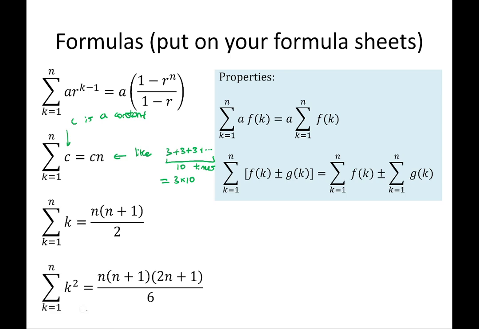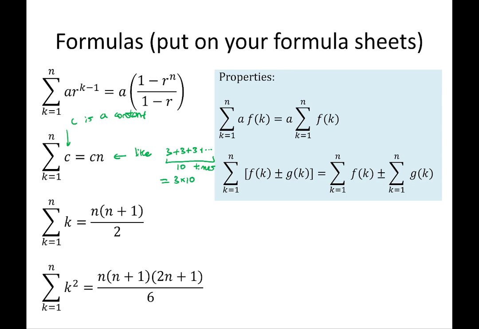In the blue box are two properties, and both of them hopefully have some intuitive aspect to them. The first property says that the sum of a constant times a function is a constant multiplied by the sum of the function. So I'll explain with a concrete example why that should make sense.